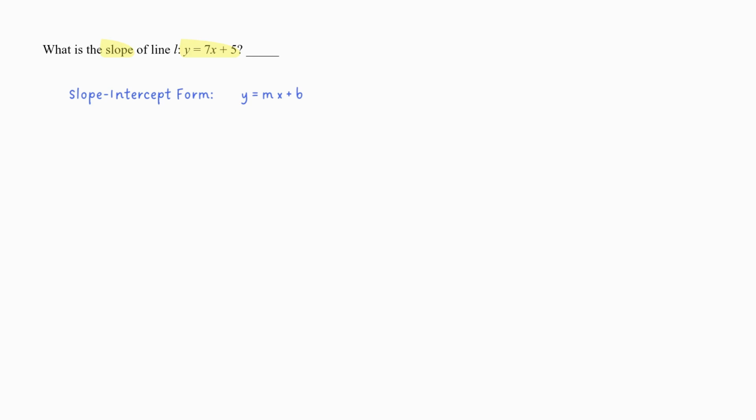In this formula, each letter has a specific function. The y and x represent any point on the line. M is the slope, or how steep the line is. B is the y-intercept, where the line crosses the vertical y-axis.